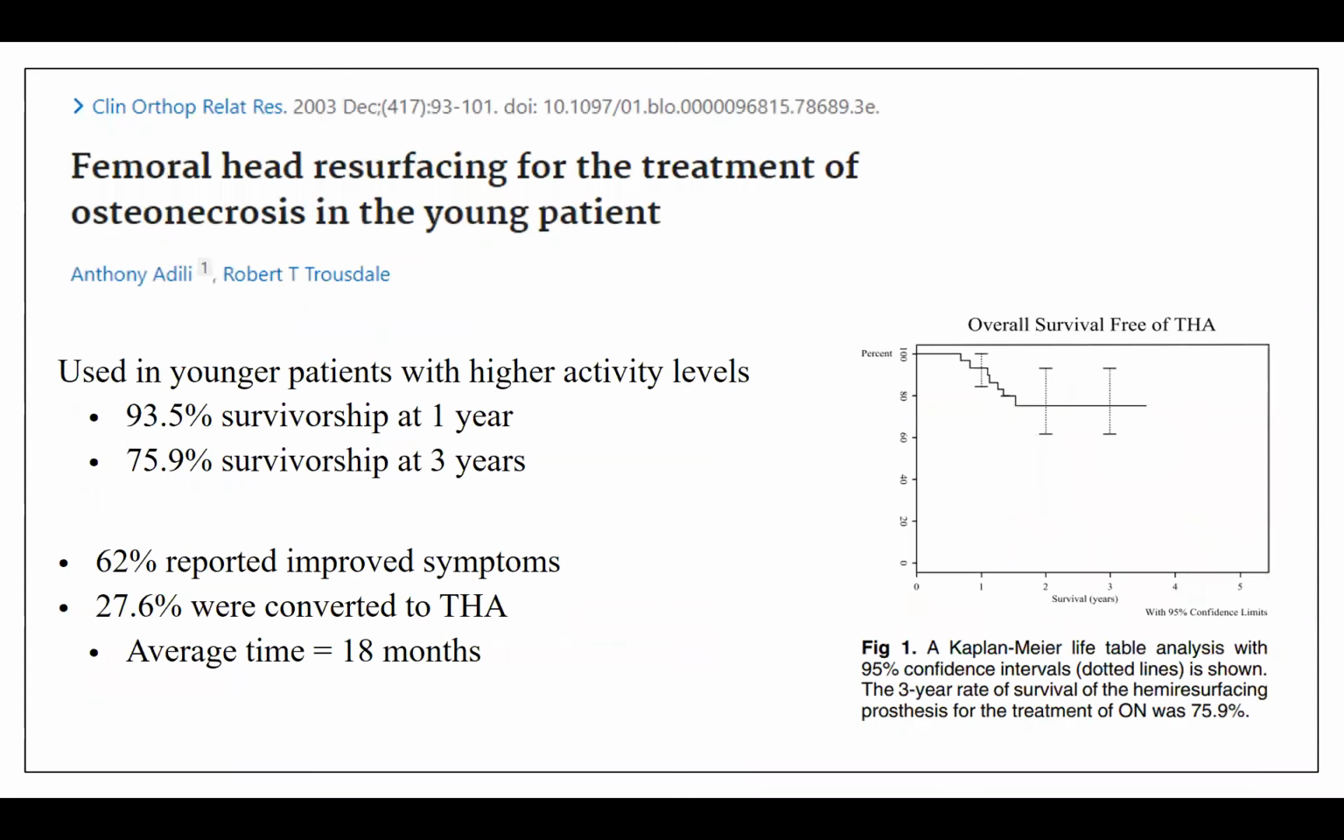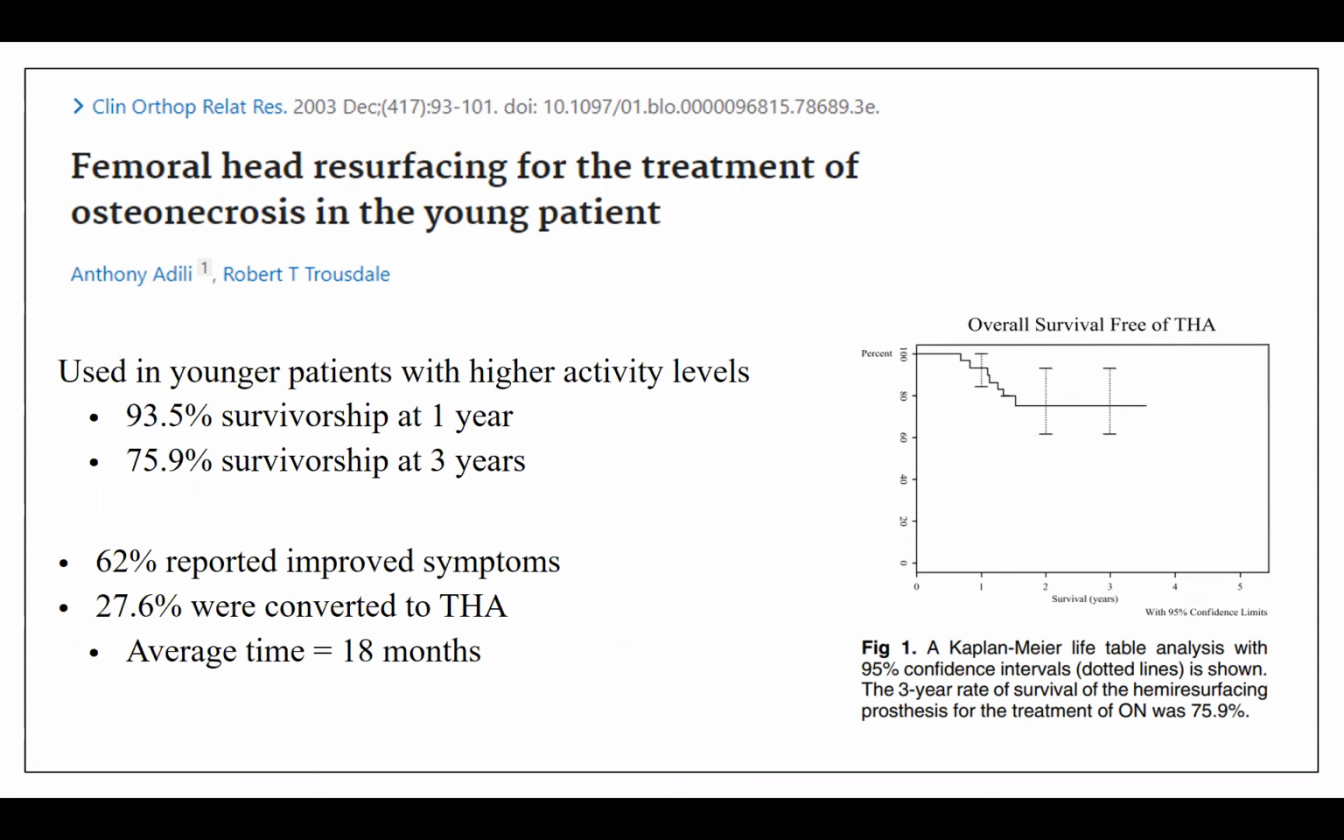be the ideal candidates. This study looked at femoral head resurfacing and found it to be a treatment option, especially in younger patients with a higher activity level. There was a 94% survivorship at the 1-year mark. However, it decreases to 76% at the 3-year mark.